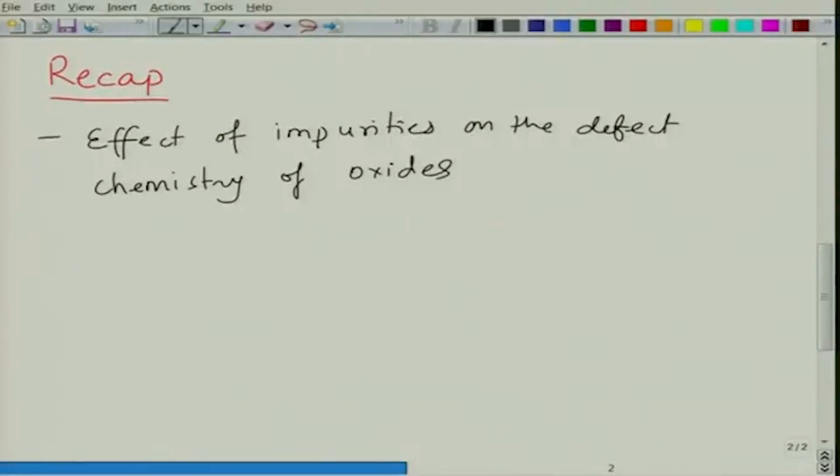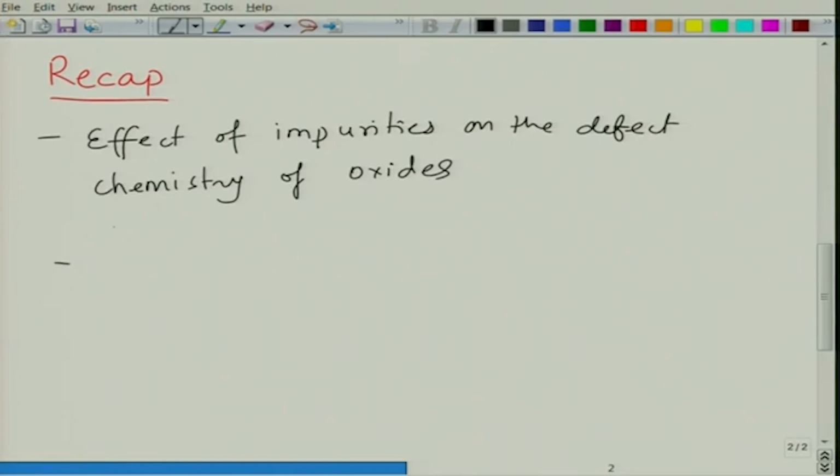So, suppose some oxide is to begin with oxygen deficient or metal deficient and it has electronic charges, then you can control the defect chemistry by bringing in an appropriate dopant or impurity atom. And this is something which is very prevalent in oxide dielectrics.